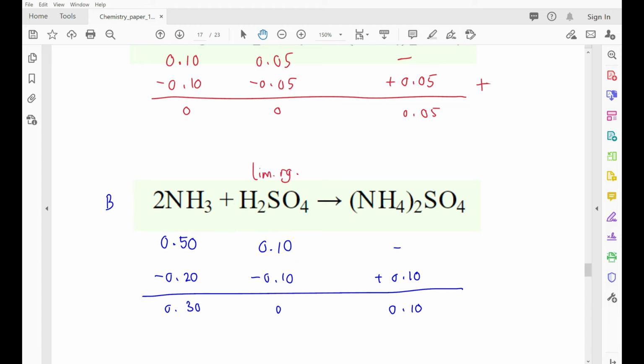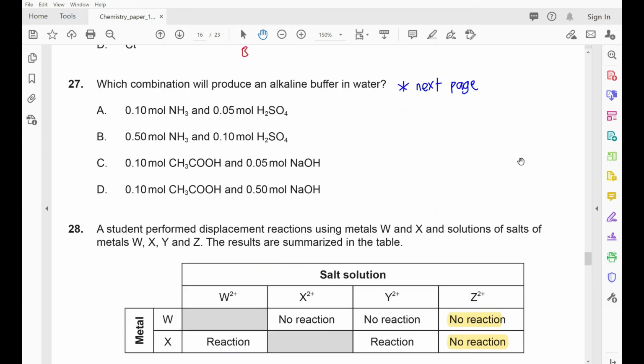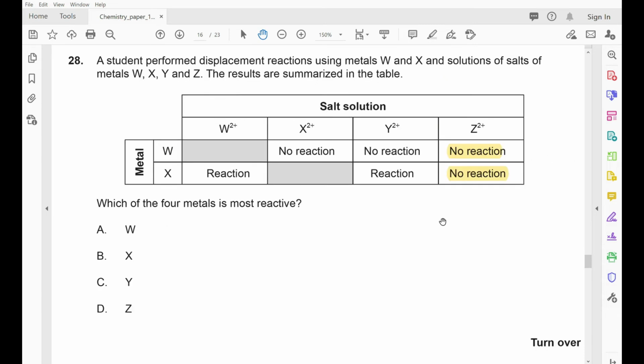Because it's the limiting reagent, all of it is used up. So 0.1 sulfuric acid requires 0.2 ammonia because the molar ratio is 2:1. And you produce 0.1 mole of ammonium sulfate because the molar ratio between sulfuric acid and ammonium sulfate is 1:1, right? So at the end, we have a mixture of weak base and its salt. So this is a buffer solution. Answer is B.